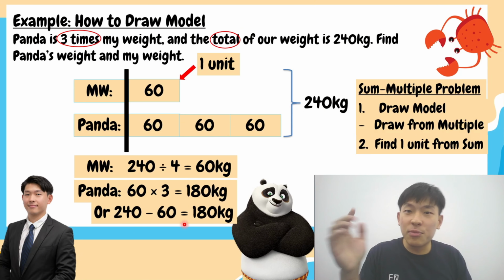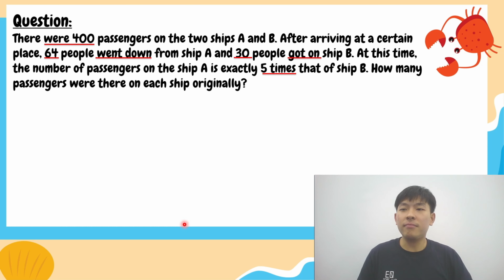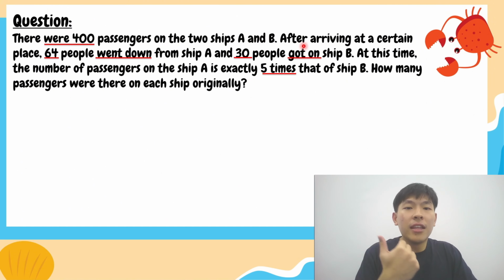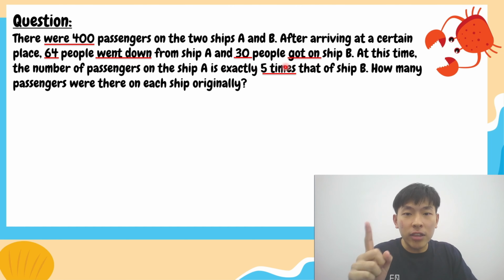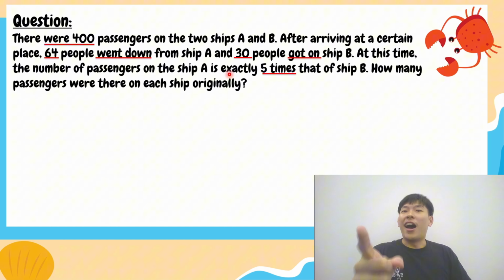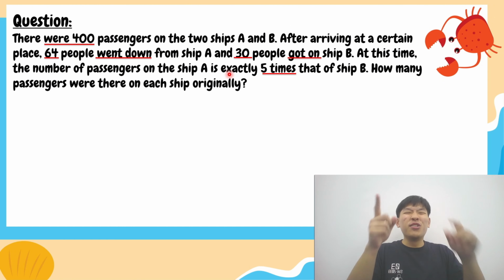Okay, now let's move on to our question. Now we see that we have 400 passengers on 2 ships. So this is the sum. Then after some changes in the passengers, the number of passengers on ship A is exactly 5 times that of ship B. We have multiple and sum. What should we do? Yes, we should draw a model.